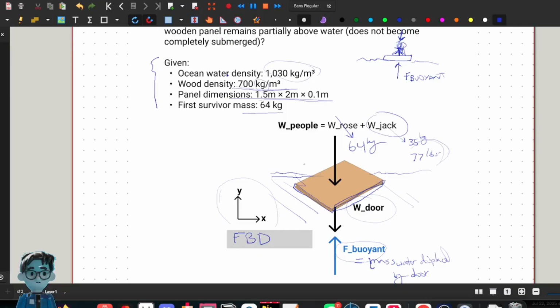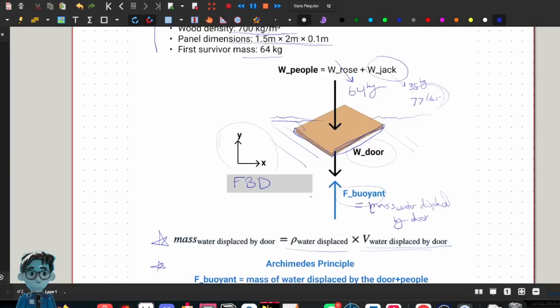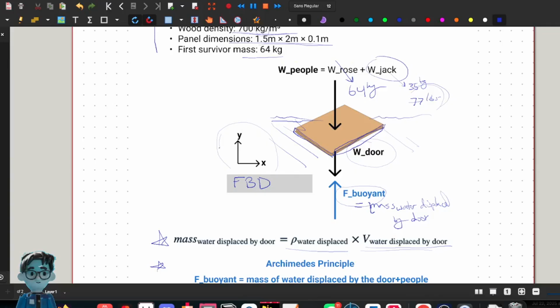So with Archimedes' principle and fluid mechanics principles, the door will float, but if he weighs more than 77 pounds, the door and all the people on it will sink. So the answer, again, you use static equilibrium, and you end up solving for the weight of the unknown person.